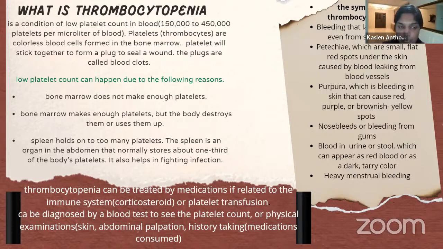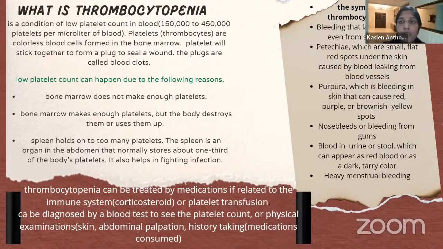Spleen, and then the third reason is the spleen holds on too much of platelets, because the spleen is an organ in the abdomen that normally stores about 1/3 of the body's platelets. But sometimes when the spleen is bigger, or what we call splenomegaly, the platelet count stored in the spleen is higher than the normal range. So it also helps in fighting infections.